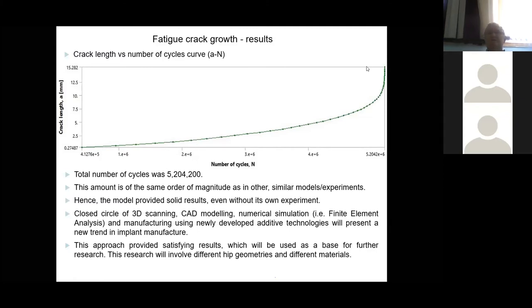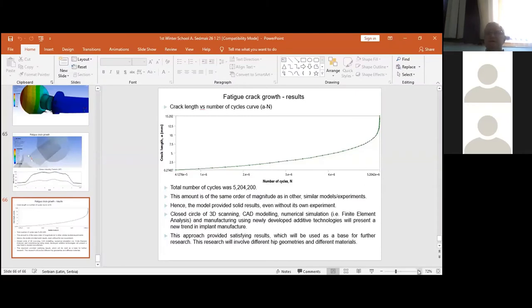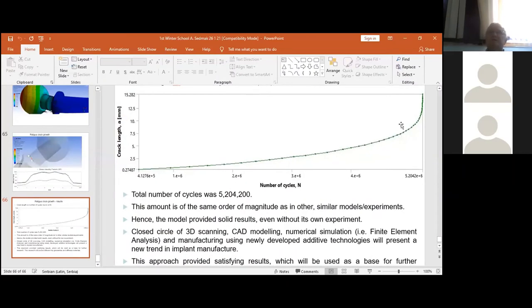Let me remove this if I can. No, I can't. Ah, I have removed everything. So let's go back. Oh, it's even better this way. I will enlarge the diagram now. So in this region, when the crack starts to grow in an obviously unstable manner, or we can say the crack growth rate suddenly increases, this is obviously the critical region. We can say that this number of cycles shown here is certainly the life of the component.